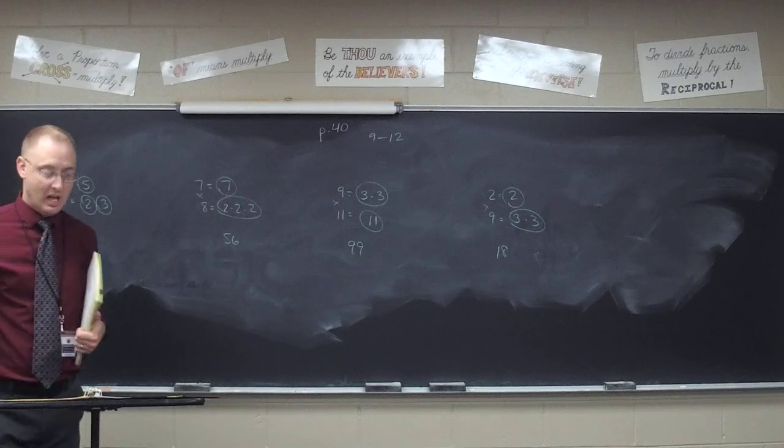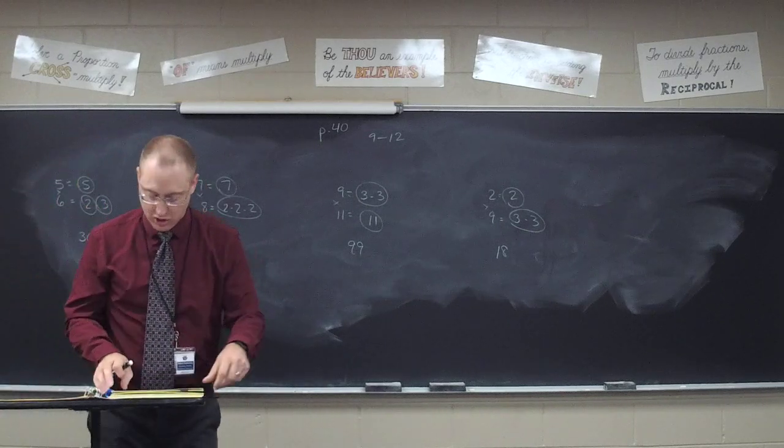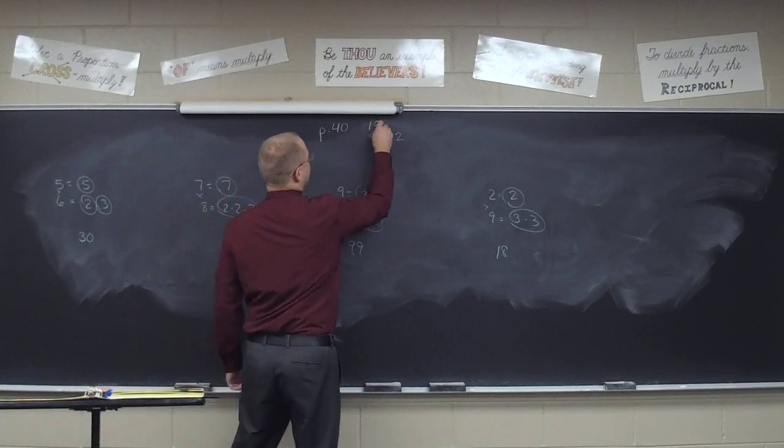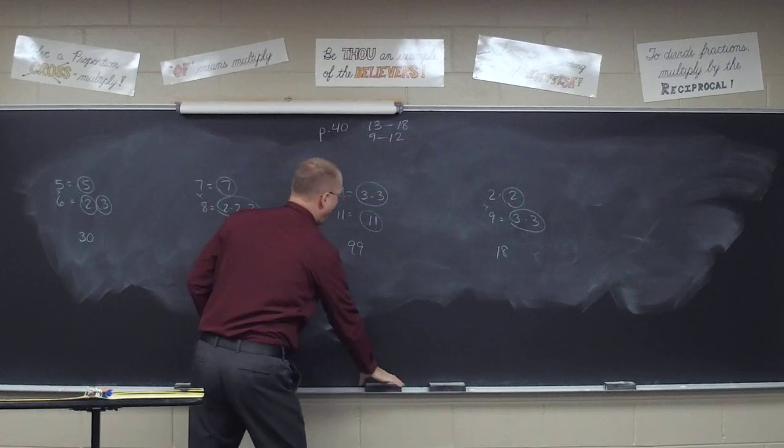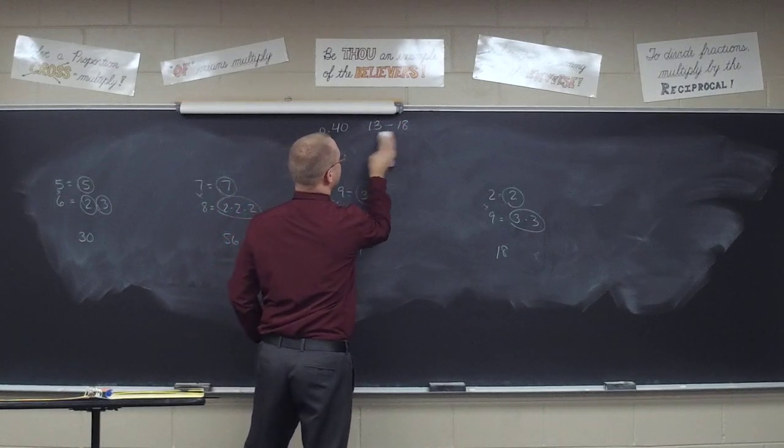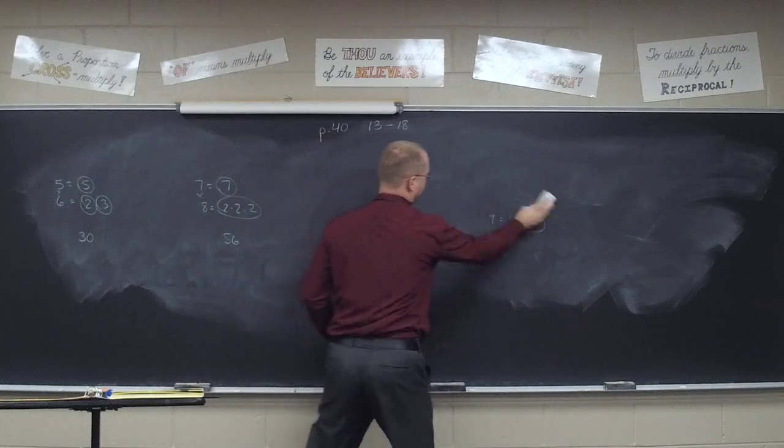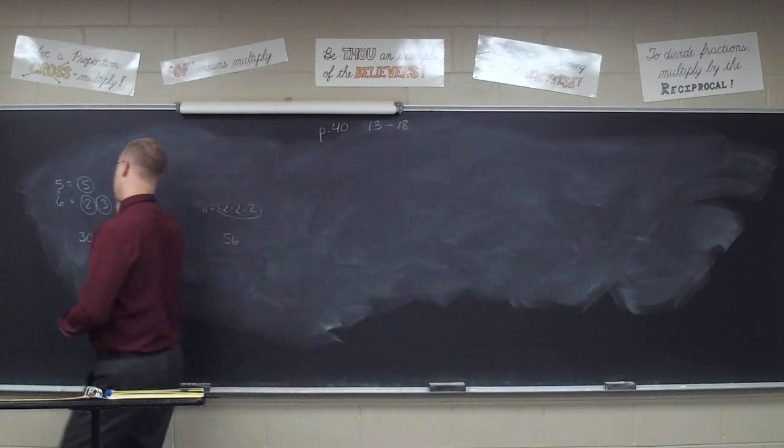Does that make sense? Now finish the section, do 13 through 18. And these ones are not going to quite follow that same pattern. There will be some losers to have to deal with in 13 through 18.